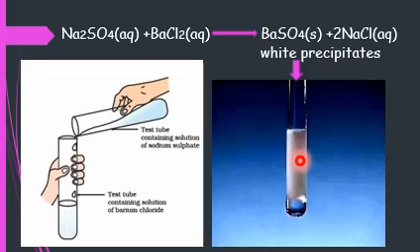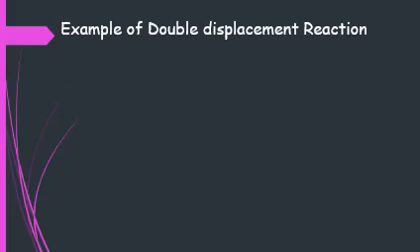So this is how fast the reaction takes place. As soon as we mix these two liquids, we are going to get the white solid or white precipitates. And it takes place just by exchange of ions between the reactants. There is one more example for double displacement reaction that we are going to study in the next slide. So, one more example of the same type of reaction.